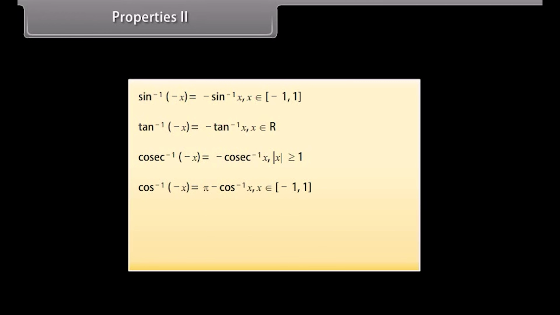Cos inverse of minus x is equal to pi minus cos inverse x, x belongs to [-1, 1]. Sec inverse of minus x is equal to pi minus sec inverse x, modulus of x greater than or equal to 1. Cot inverse of minus x is equal to pi minus cot inverse x, x belongs to R.